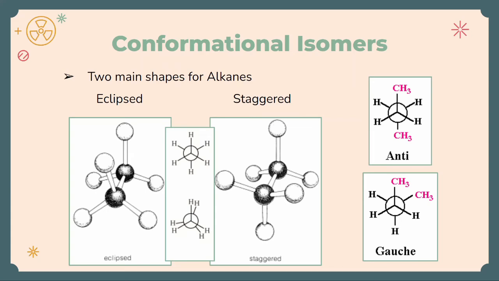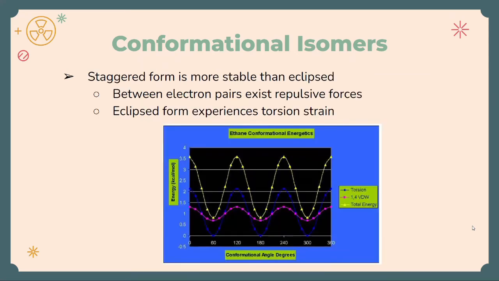And actually for staggered form, there are two more main forms called anti and gauche. In anti, the like groups are as far away from each other as possible. We see here 180 degrees, whereas in gauche, the like groups are a little bit closer, around 60 degrees away from each other, as seen in these two diagrams. For these two main forms, staggered is actually more stable than eclipsed. This is because there exist repulsive forces between electron pairs and bonds. So the overlapped eclipsed form experiences more torsion strain. However, the staggered form, with the atoms away from each other, minimizes these forces, so it's more stable than eclipsed.